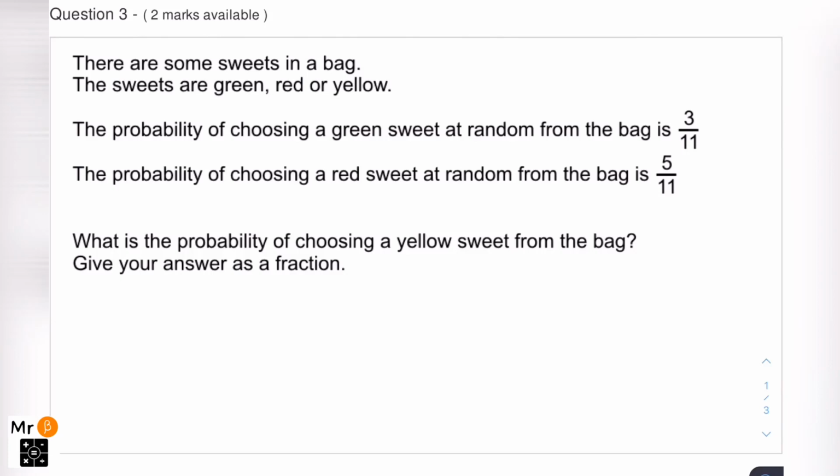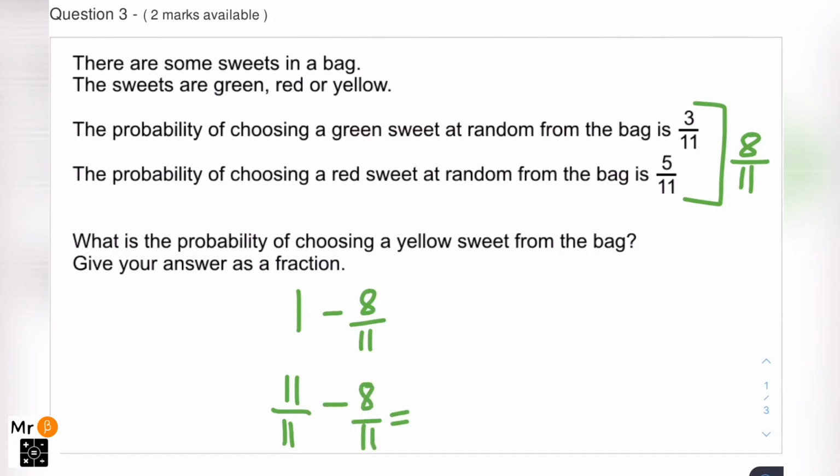Our third question, this time it's given our probabilities in fractions. Again, we would total them up by adding them. Then, if we work out what 1 subtract 8 over 11 is, well, if you remember, 1 whole must be the same as 11 elevenths. That is exactly the same as 1. So 11 elevenths subtract 8 elevenths gives us our final answer of 3 elevenths, making sure you leave your answer as a fraction.